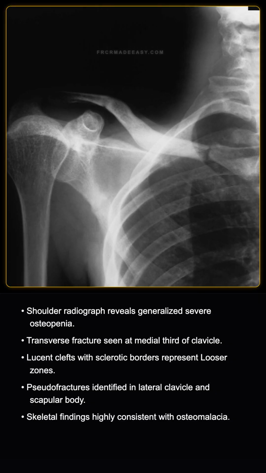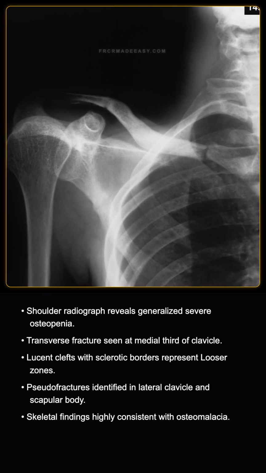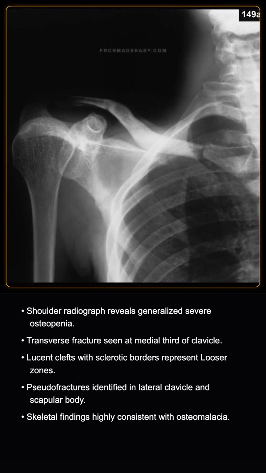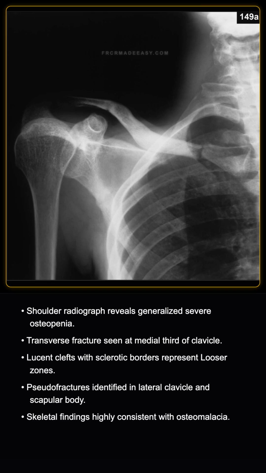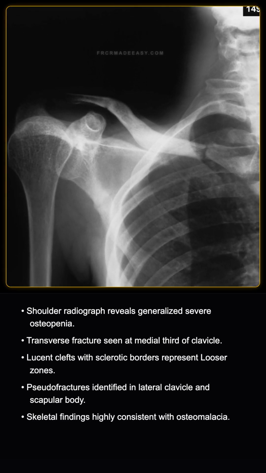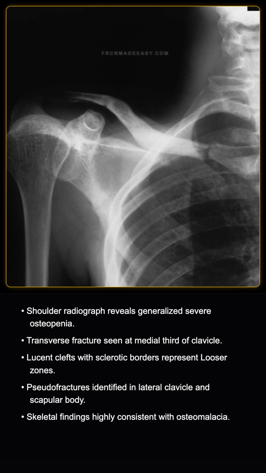Okay, I see it. The radiograph of the shoulder demonstrates generalized osteopenia with marked thinning of the cortices. There is a transverse fracture at the medial third of the clavicle. This is likely an insufficiency fracture, as there are also transverse lucent clefts with sclerotic margins, representing looser zones at the lateral aspect of the clavicle and the lateral border of the scapular body.